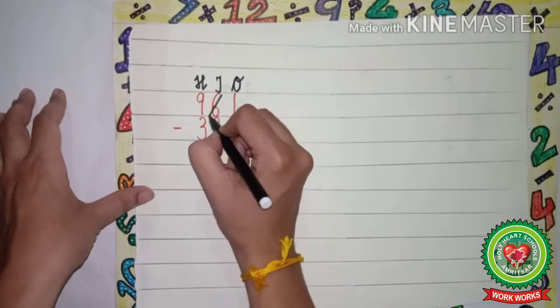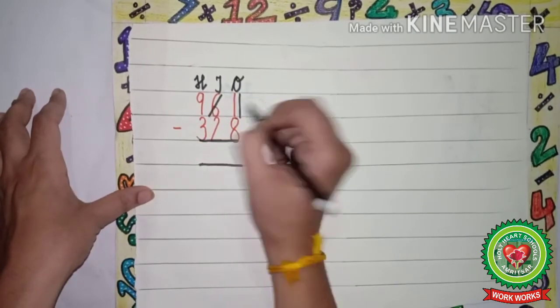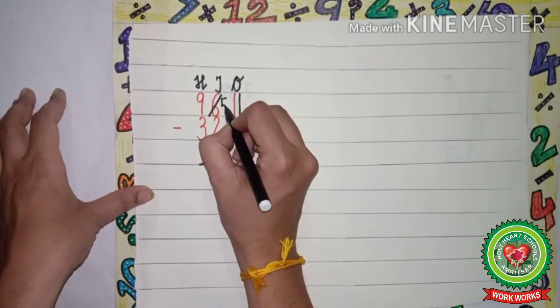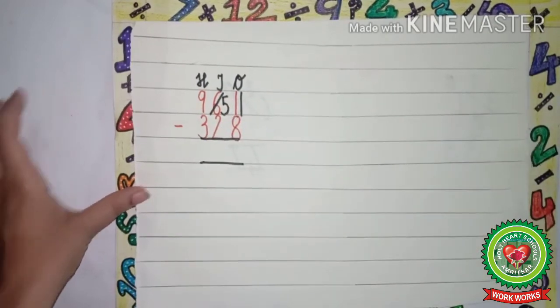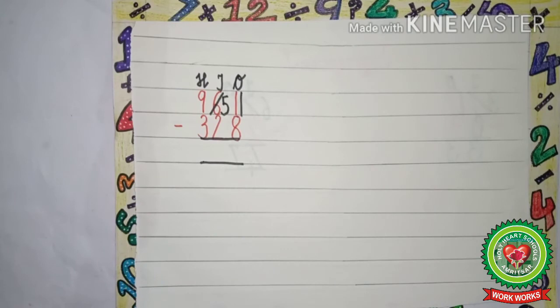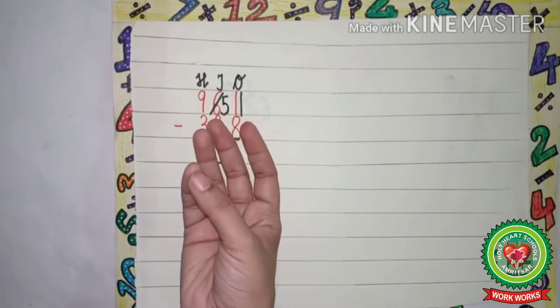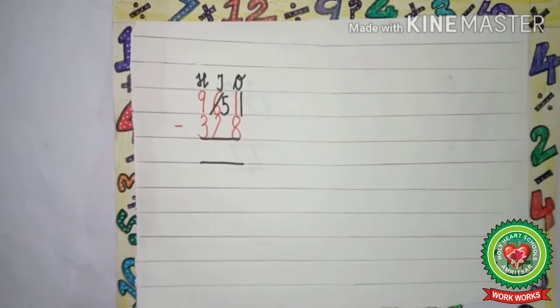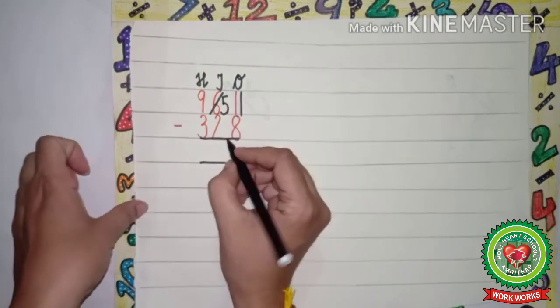So we will cut 6. We will write 1 here. Now what comes before 6? 5. So we will write 5 here. Okay. Now start counting at 8 and stop at 11. Now what comes after 8? 9, 10, 11. So the answer is 3. So we will write 3 under ones.